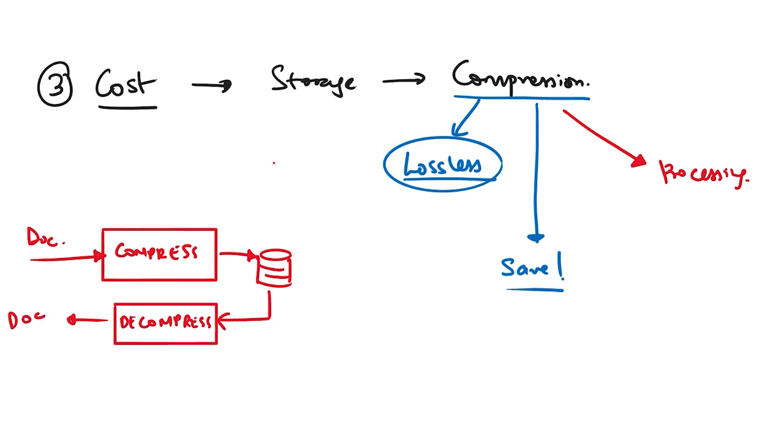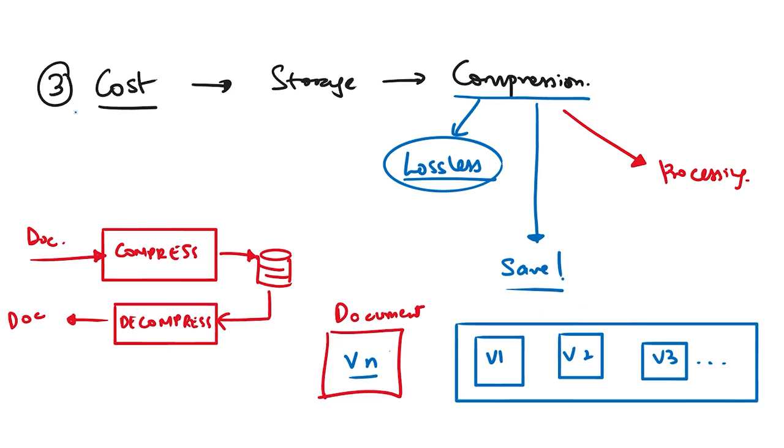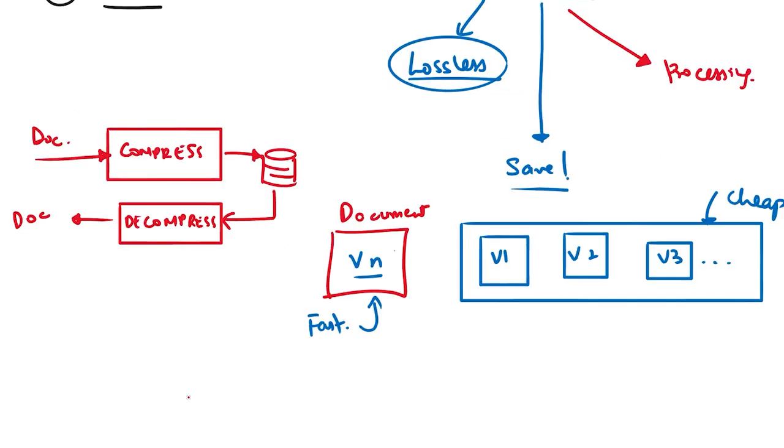So we might take a hybrid approach where the most recent version of this document is going to be stored in its full form. So you have a document. We talked about different versions existing for this document: V1, V2, V3, and this is probably VN. Okay, this is the latest version. This version of the document is not compressed because the expectation is that users will be working with this document, while the rest of the versions are all compressed and kept in cold storage. So this is cheap to store, while this is fast to access. That's a hybrid solution.